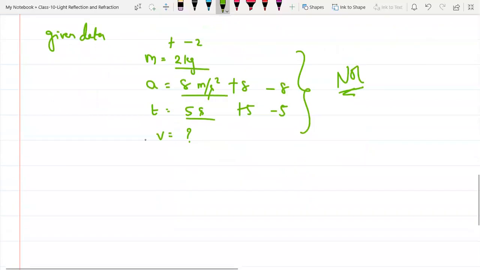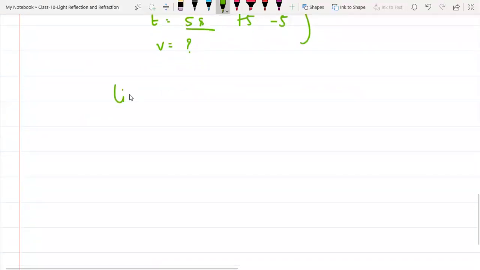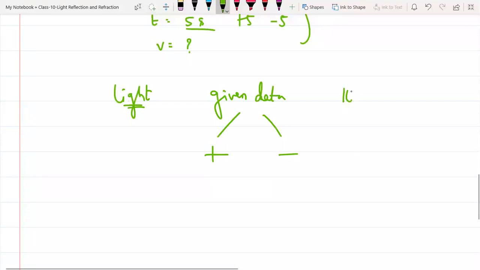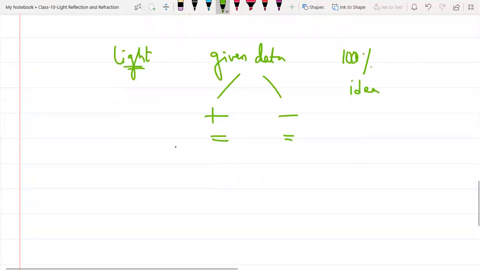But coming to the light chapter, you have to write the given data according to the question, and that given data will be positive as well as negative at the same time. Now you have to get a 100% idea about what should be plus and what should be minus. Then you can write all the given data 100% correct and your answers will be 100% correct. I think you are getting it.